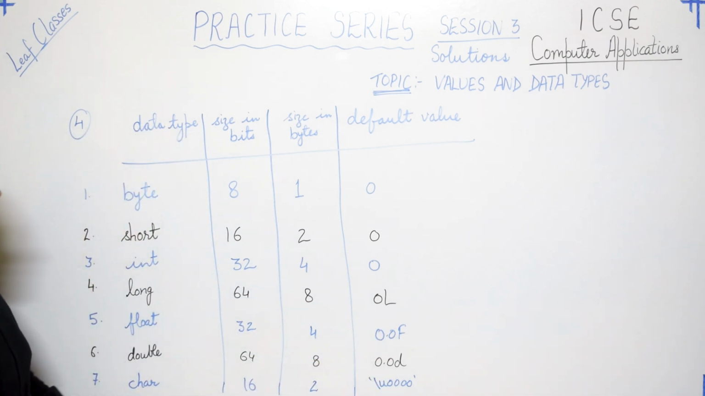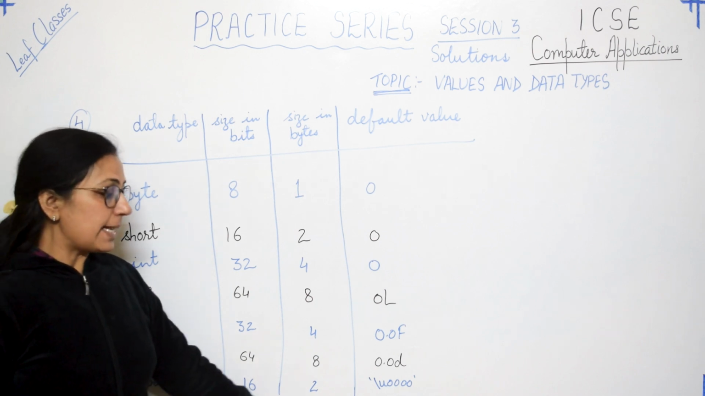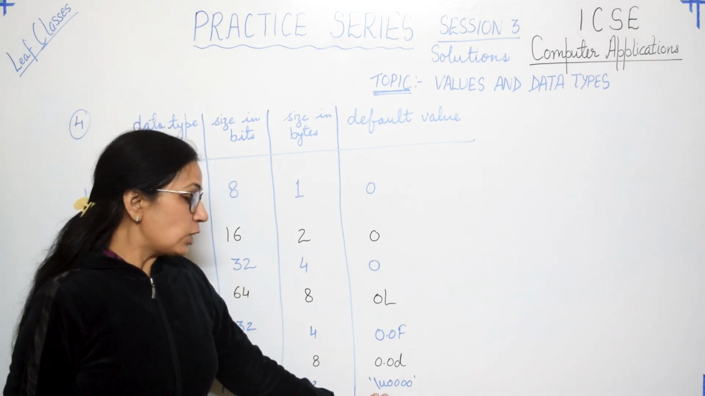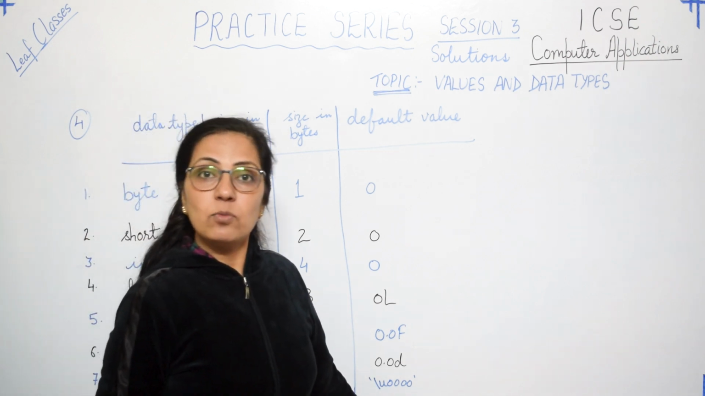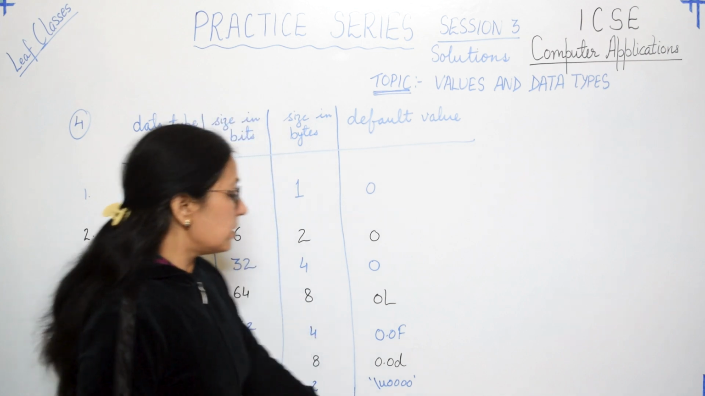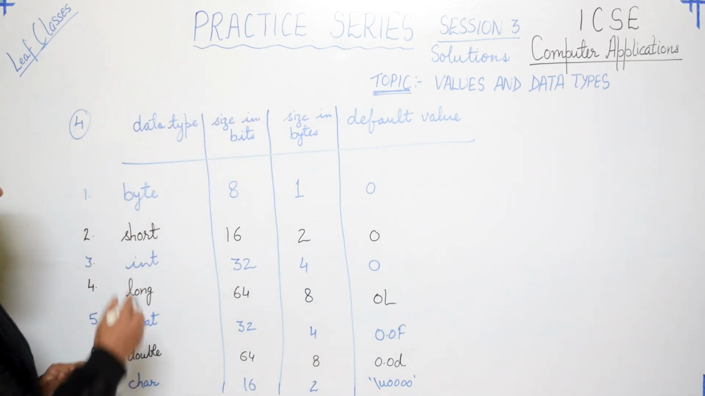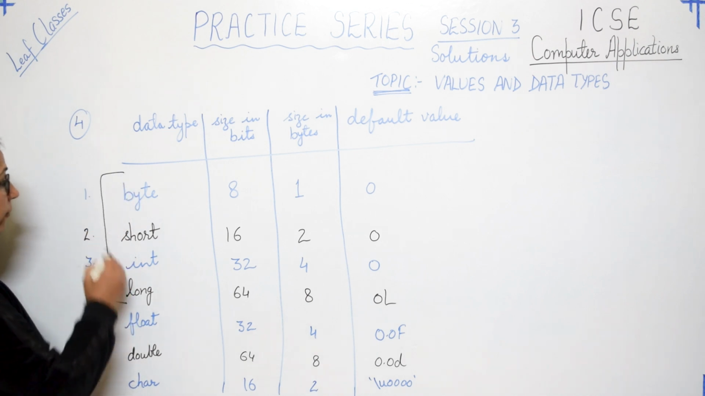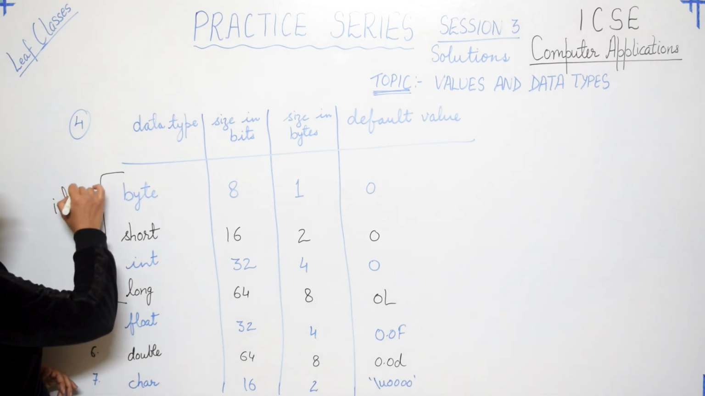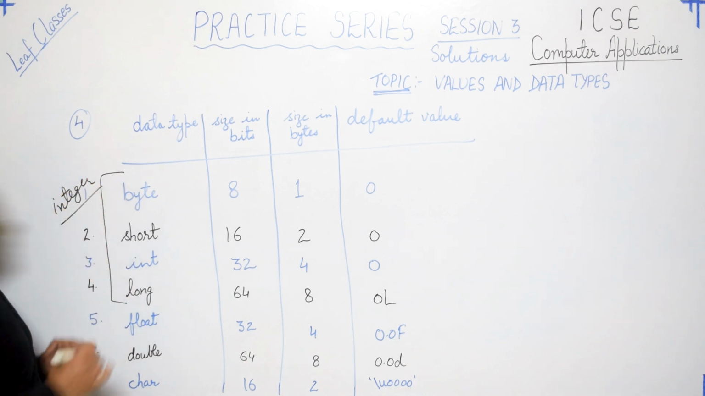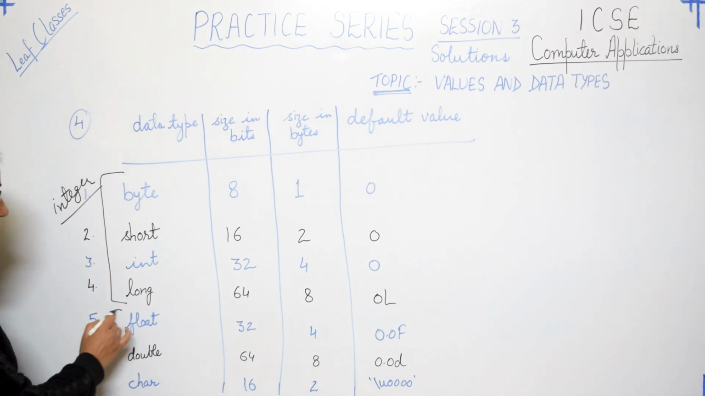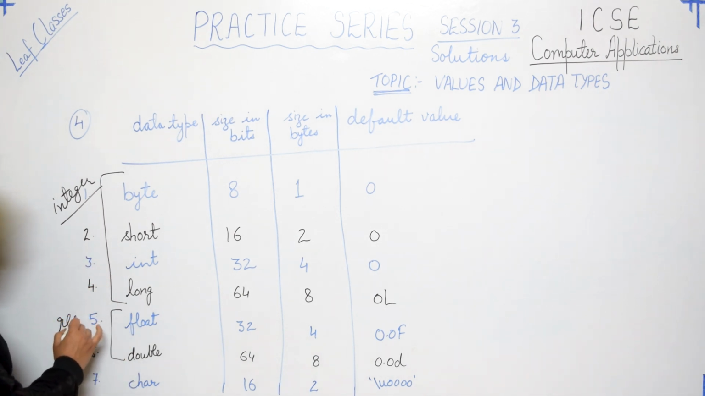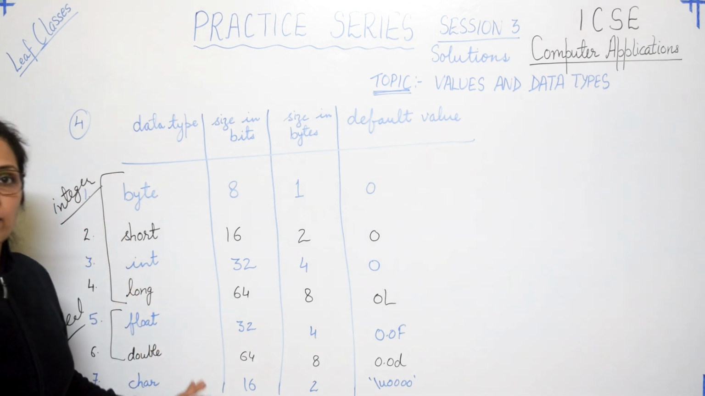Then the next is char. It takes 16 bits or 2 bytes and the default value is \u followed by four 0s. This is a question which was already asked in one of the previous year board papers. So here is the table, and you know that these 4 are for integers. The question can be asked like this: name 4 data types for integers. So we have byte, short, int and long. For fractional values, for real values, we have double and float. So children, prepare this table very properly.